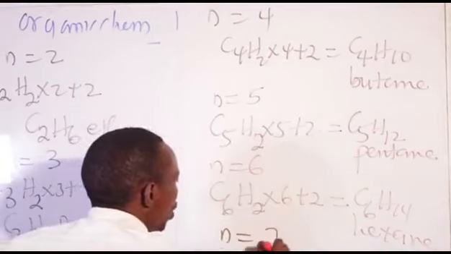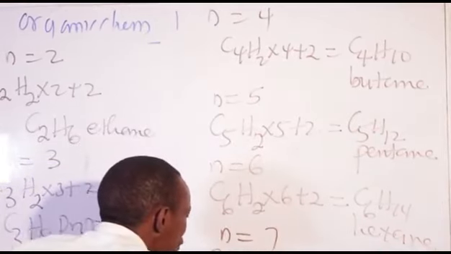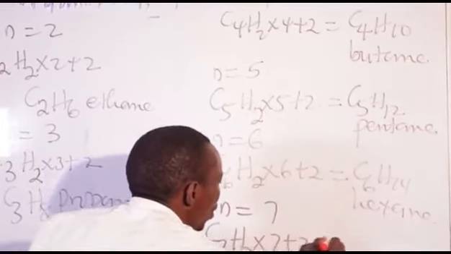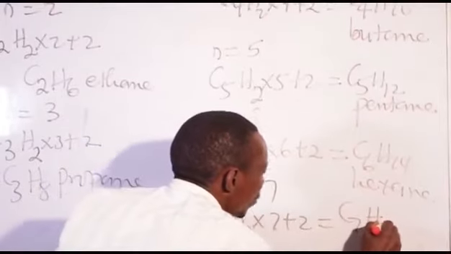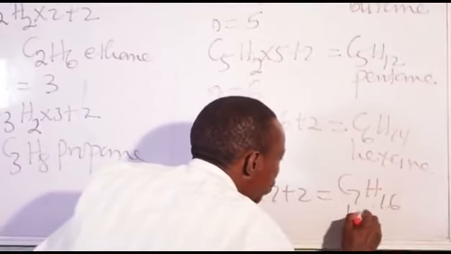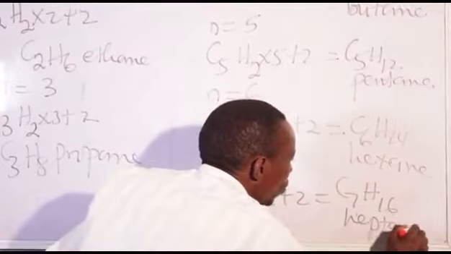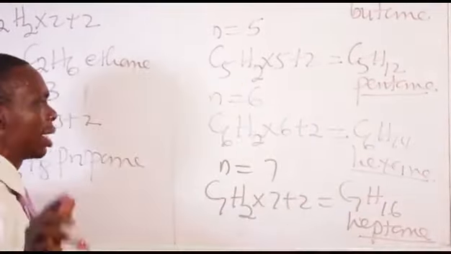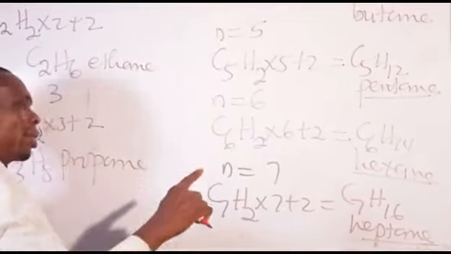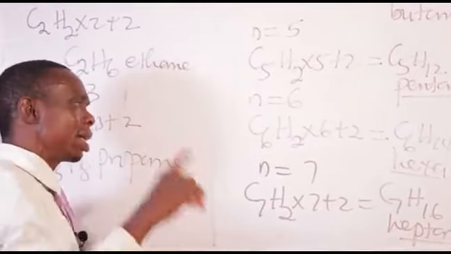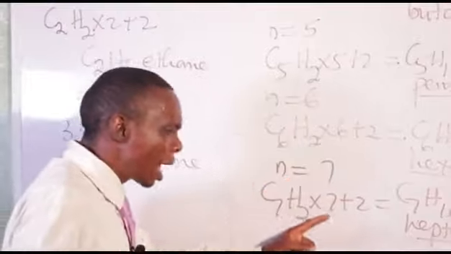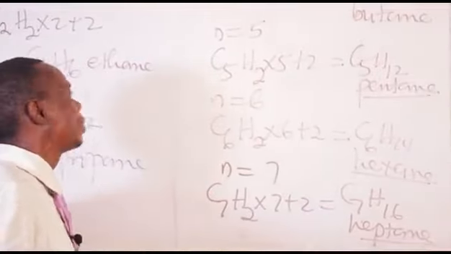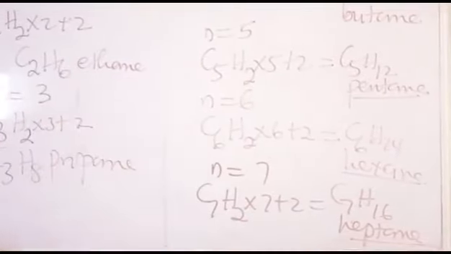With n equals 7, we have C7, 7 times 2 plus 2, that will be C7H16. That is our heptane. From polygon: pentagon, 5 sides, pentane; hexagon, 6 sides, hexane; heptagon, 7 sides, heptane.